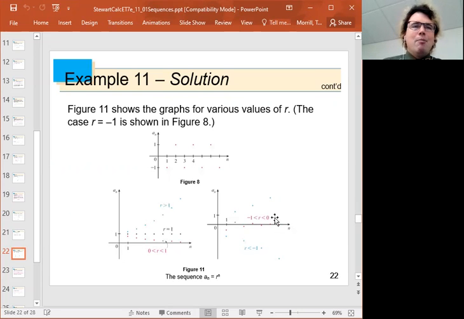And then here are my negative cases. For r between -1 and 0, I get this alternating behavior, but it still converges to 0. For r less than -1, I get this alternating behavior where every time I go, the magnitude of that number grows.